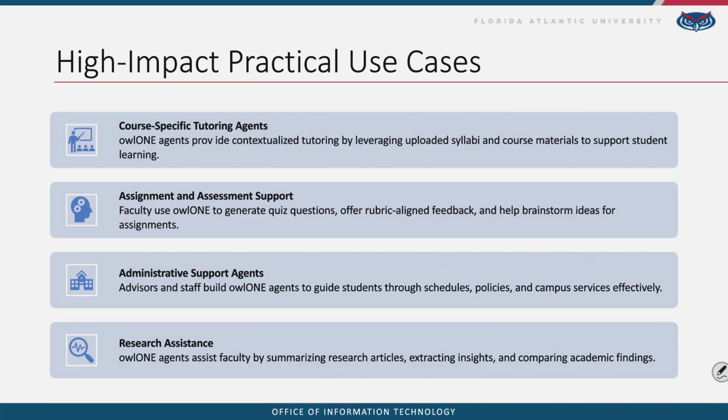Administrative support agents. We've seen it used a lot for, let's say, this is more of a staff example, but let's say you get a vendor contract and maybe you don't understand it that well. You could feed it to the agent and ask, hey, does this meet all the FAU rules and regulations? It's quite good at doing things like that. Or you could do research assistance, right? Help you summarize research articles, maybe help you find resources, various things.